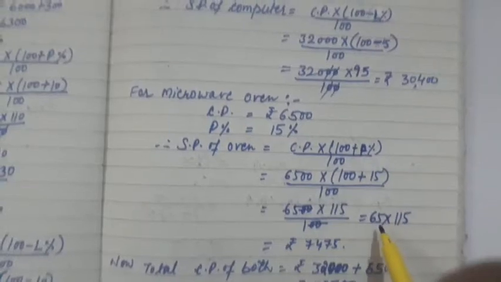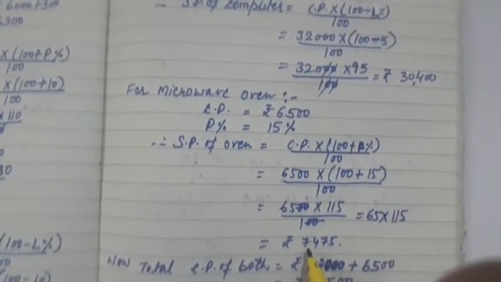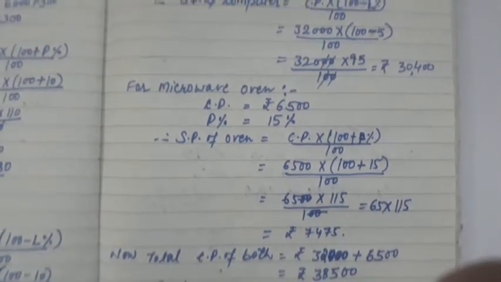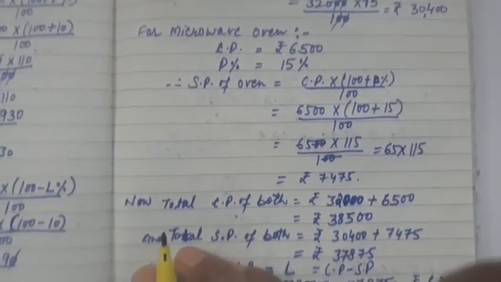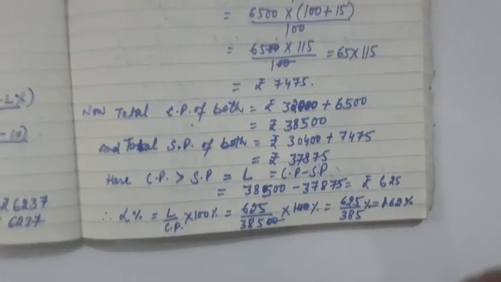Two zeros we can cancel there. So it is 65 into 115, which is equal to 7,475. So this is the SP of the microwave oven. Now we have to find the net loss or profit for this.